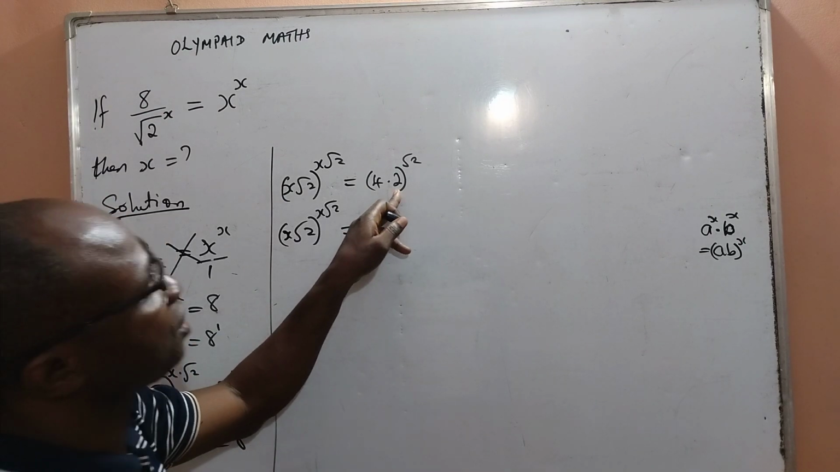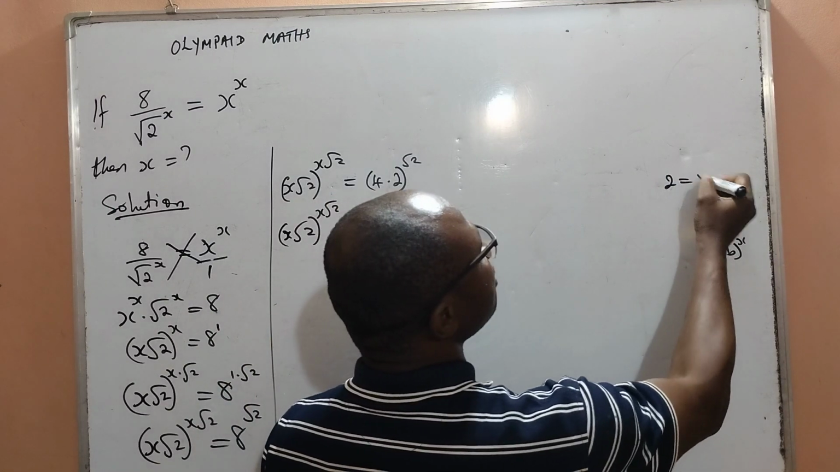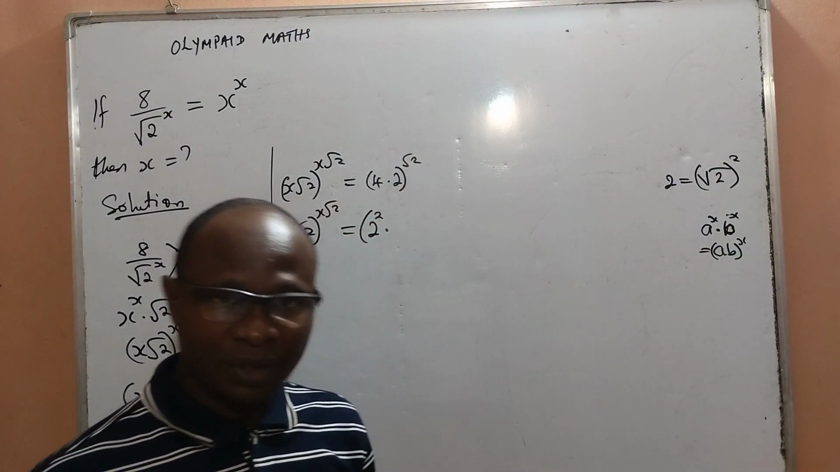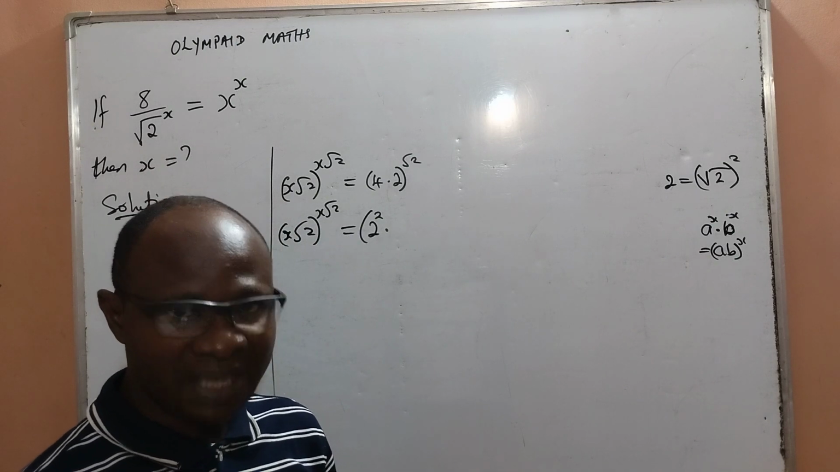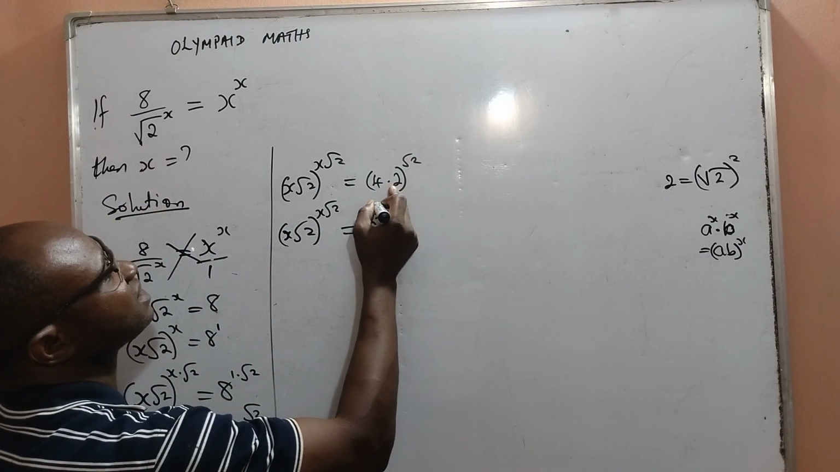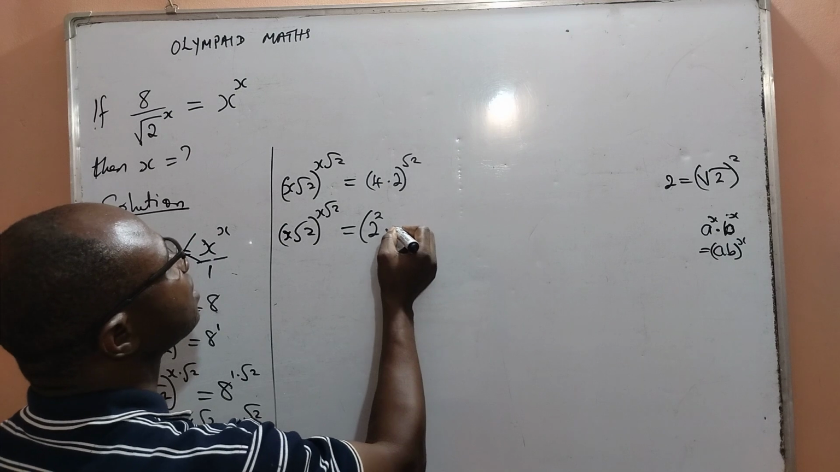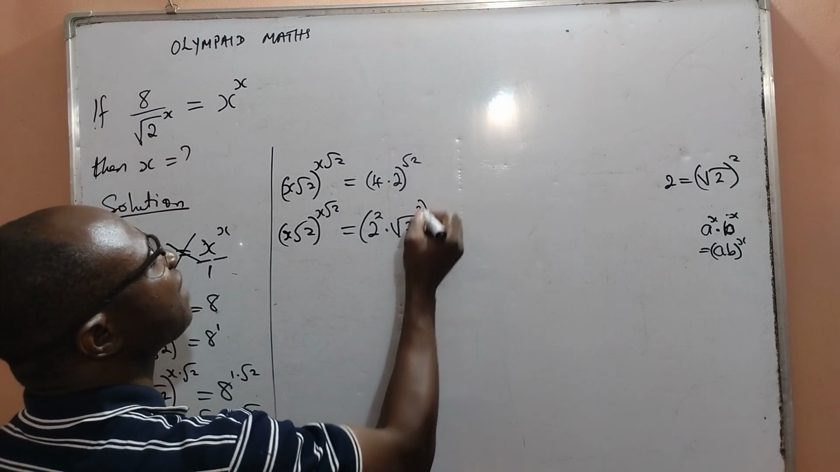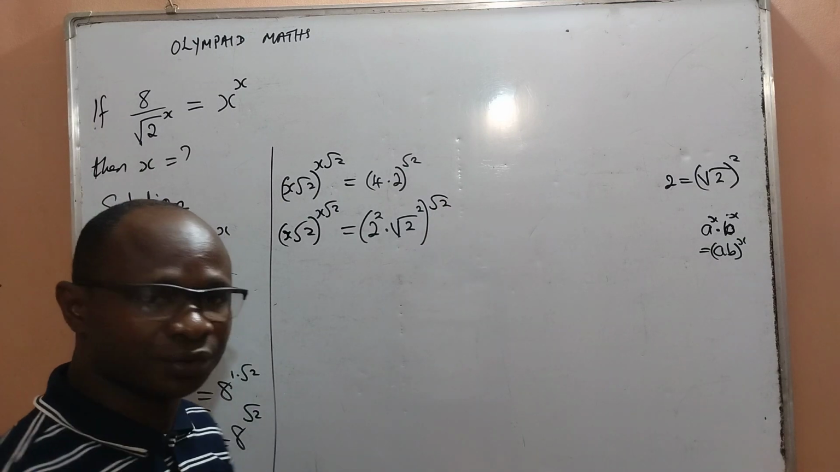And also this 2 here, 2 can also be written as square root of 2 all raised to the power 2. Square root of 2 raised to the power 2 is exactly equal to 2. So I will represent that here as 2 now is square root of 2 all raised to the power 2. Everything now raised to the power the square root of 2.